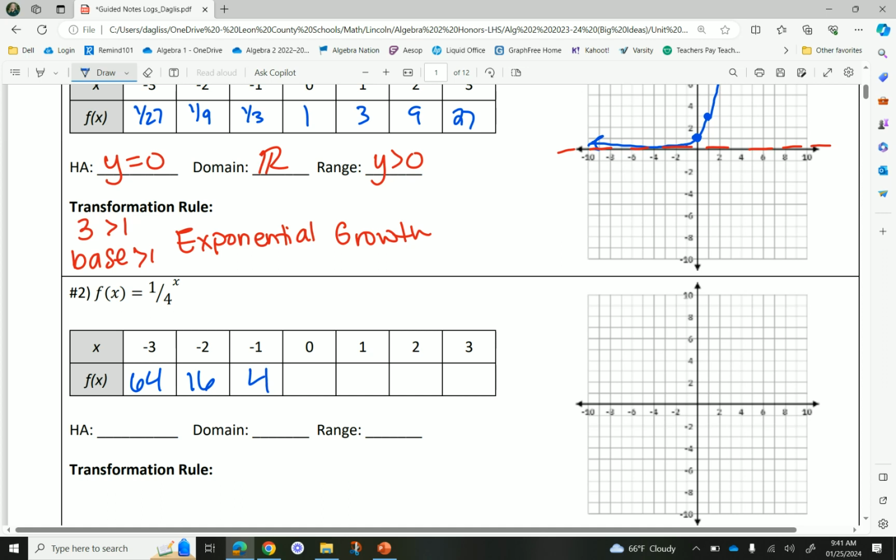Tamar, how about 0? I gave you an easy one. 1, yep. Connor, how about exponent of 1? 0.25 or 1/4, either one. Julian, how about an exponent of 2? 1/16, which is the same as 0.0625. Kaylin, how about 3? 1/64. All right, so this one starts really tall and then works its way down.